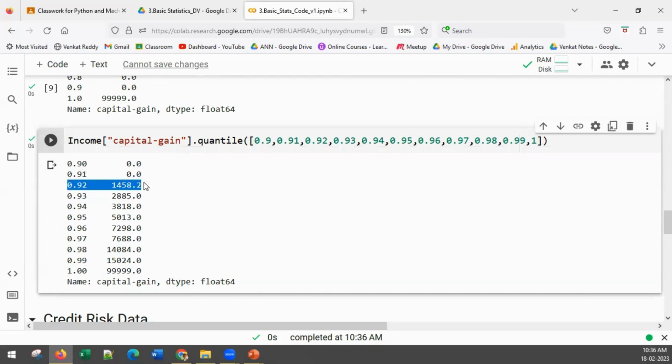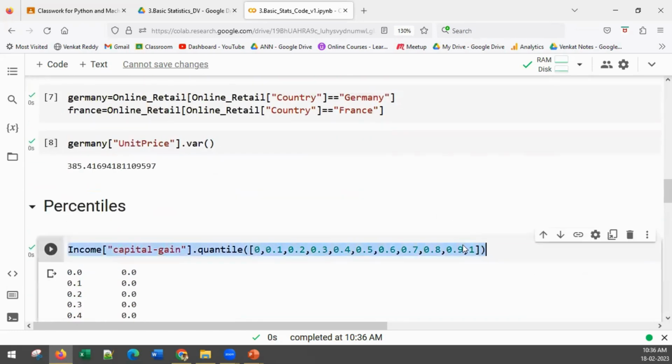91 and 9. 92 percentile 1458. I can see that. Yes or no? Check that out. Confidently, how much percent is 0? 91. 91 or not? Tell me, sir. Are you just confusing because we missed these?